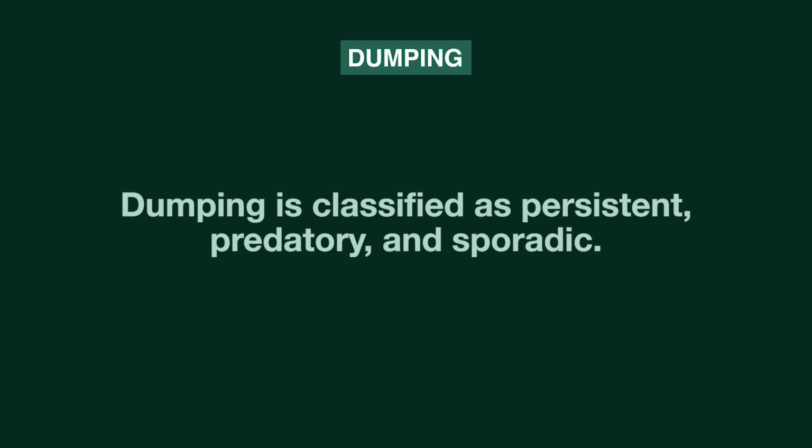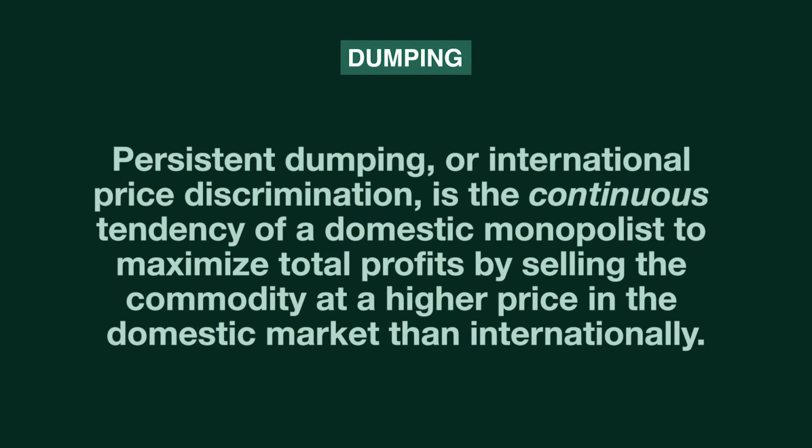One, persistent, second predatory, and third sporadic kind of dumping. Now what is persistent dumping? A persistent dumping is a dumping where a country keeps selling the product lower than its cost of production or than the domestic market into the foreign market for a long period of time.